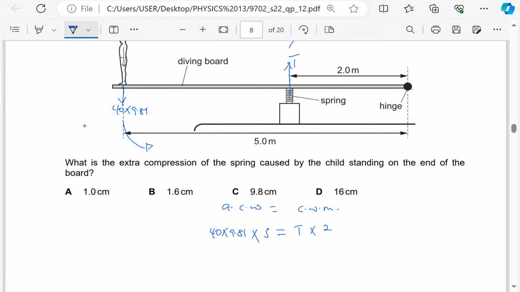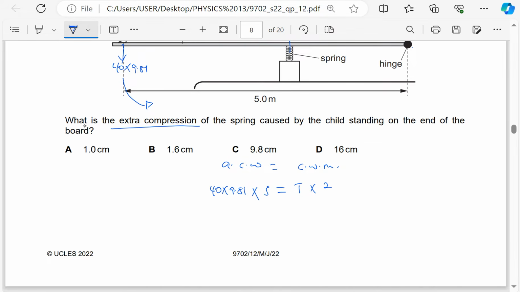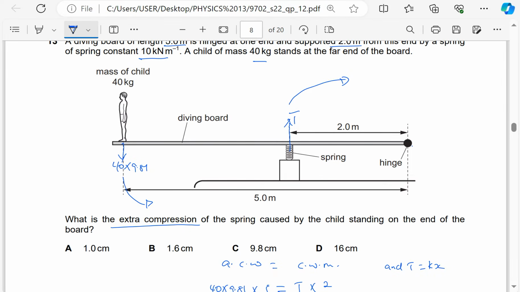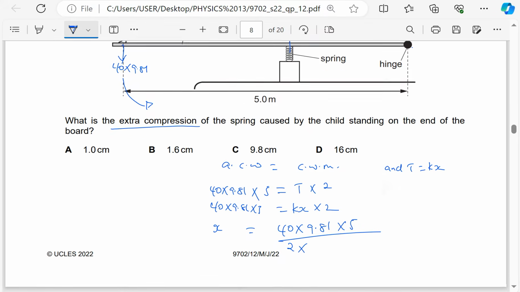And we want to find the extra compression of the spring caused by the child standing. Remember, by Hooke's law, T is equal to k times x. So I'll have 40 times 9.81 times 5 is equal to kx times 2. So what is x? x will be 40 times 9.81 times 5 divided by 2 times the constant, which is 10 kilonewtons per meter, that is times 10,000.